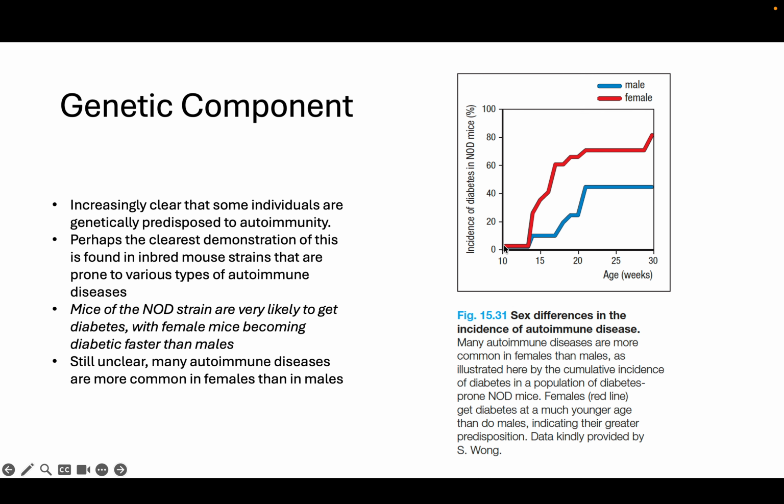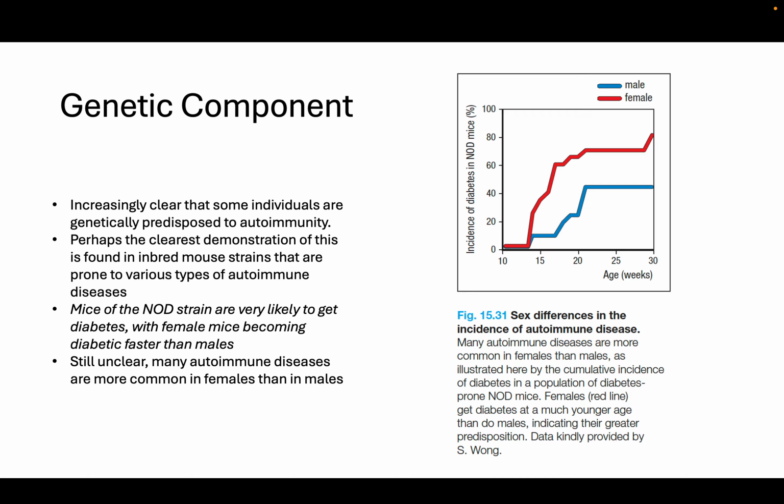And you see that by week 13, you start to see an increase of type 1 diabetes. In females, which is shown here in red, it increases much more than in males, which is shown in blue. So other than just seeing these mice getting type 1 diabetes, you start to see that it's much more sex oriented, in the sense that females are much more predisposed to type 1 diabetes in these mice. And in general, in humans, it's the same thing.